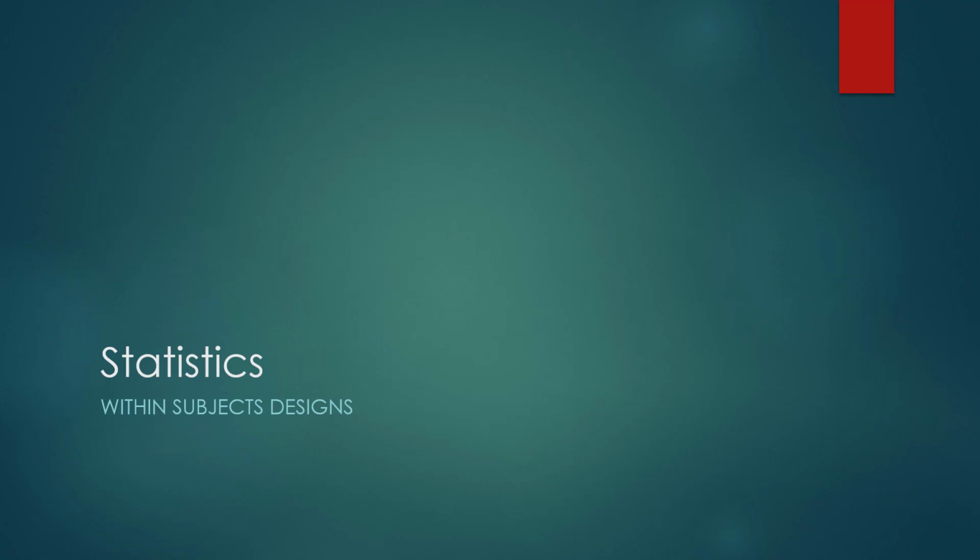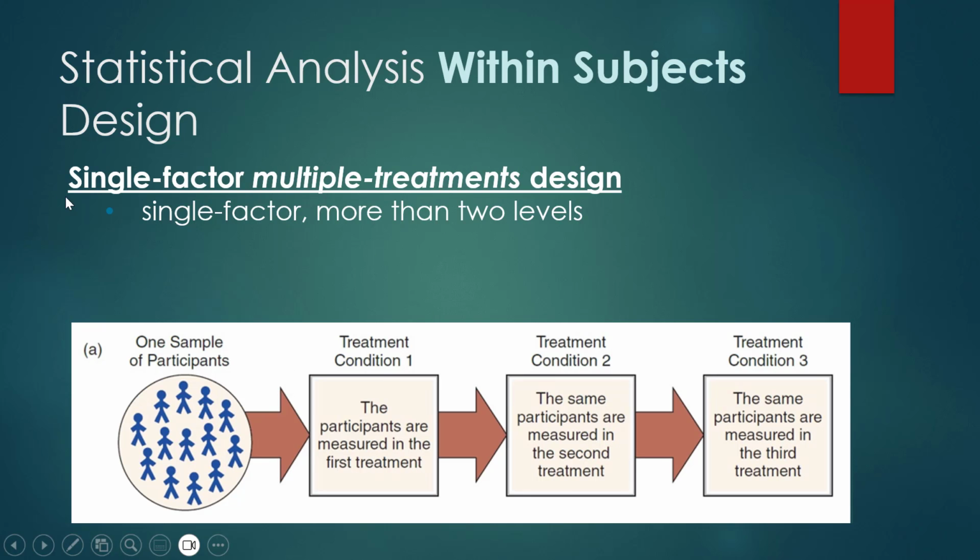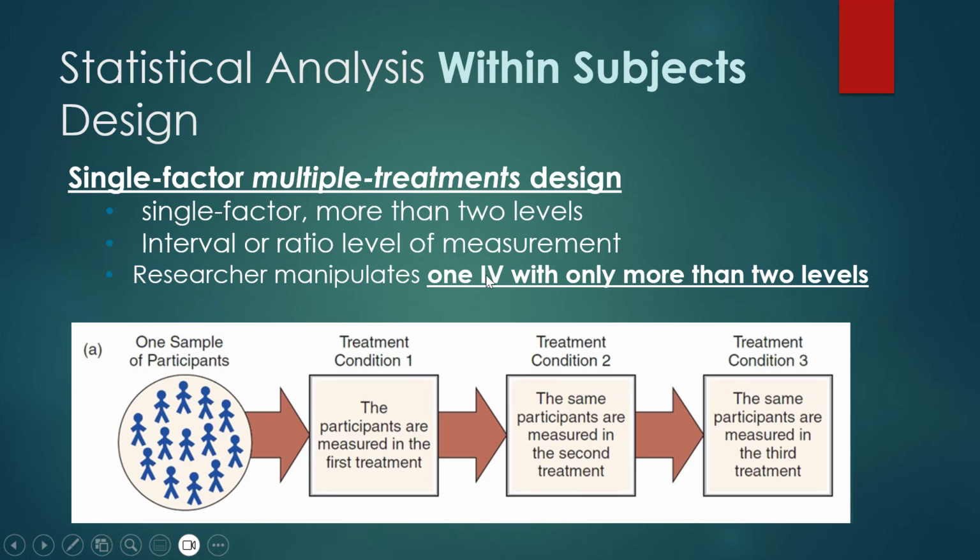So now we're going to go on and discuss what type of statistics we do when we have a within subjects design. So now when you have a single factor or multiple treatment design, so again, you have just one independent variable, you have more than 2 levels, and this is within subjects, so the participants are going to participate in all 3 treatment conditions or all 3 levels of that independent variable. We're using an interval or ratio level of measurement. Again, one independent variable with more than 2 levels.